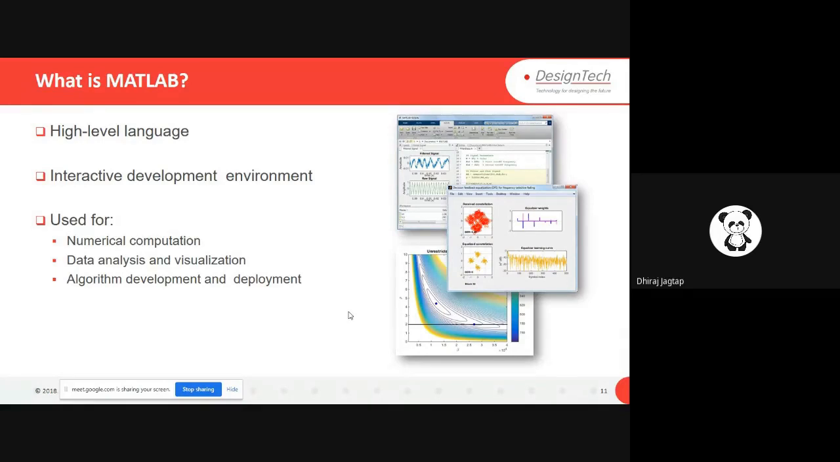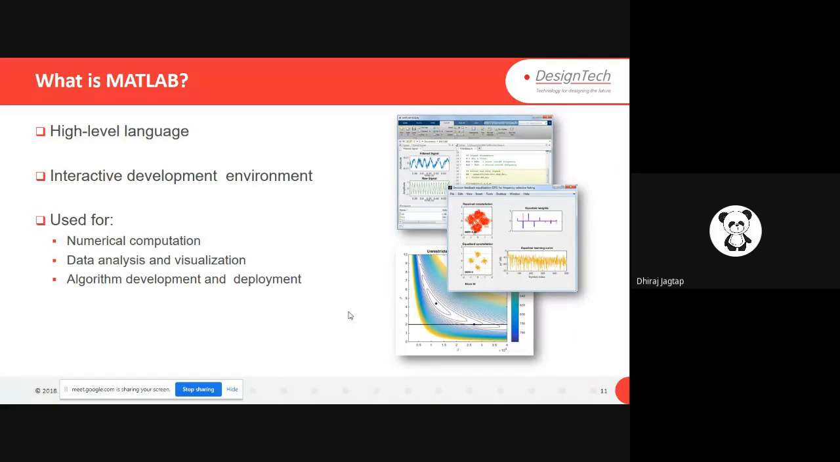If you are working on numeric data, it doesn't matter what kind of file format you have, you can do complete numerical computation with MATLAB, like data analysis and visualizations. You can do different kinds of visualizations with MATLAB, for example 2D or 3D plots, surface plots, contour plots, depending upon what kind of plots you want.